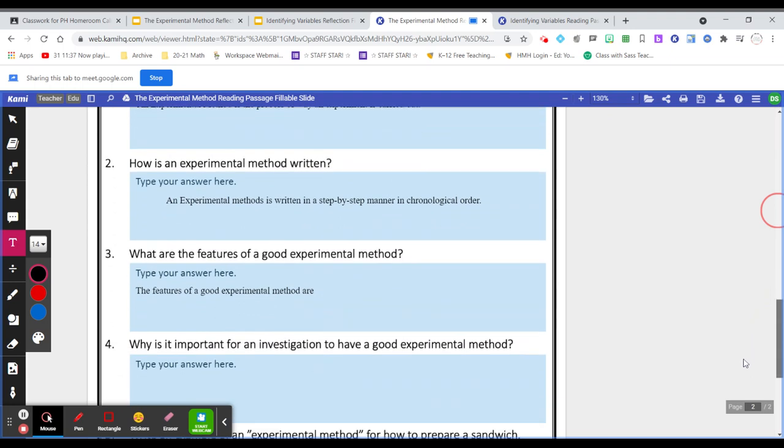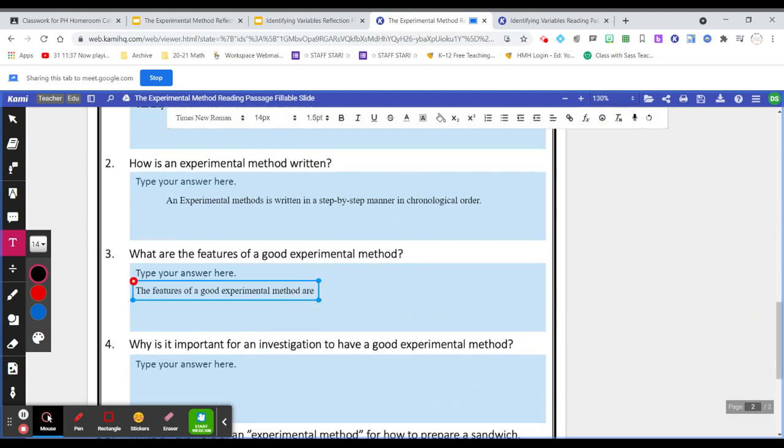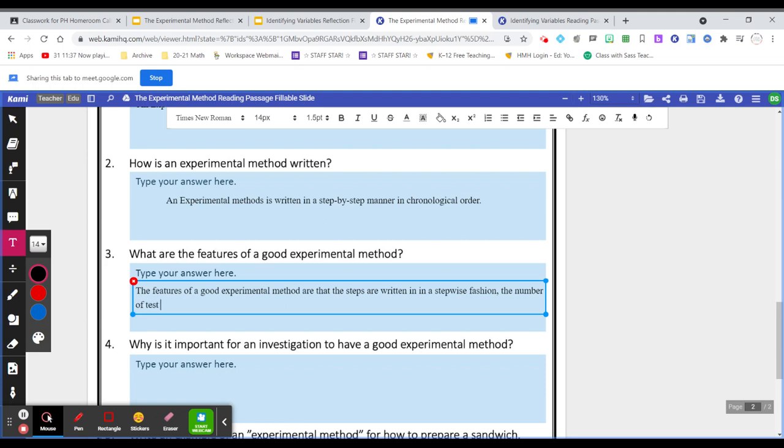I'm going to sneak down now. I'm putting that the steps are written in a stepwise fashion. The number of subjects and trials is included.